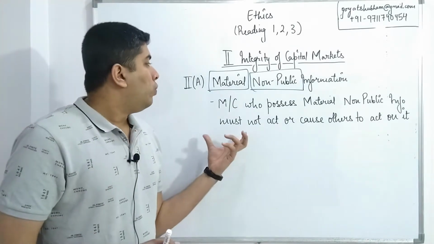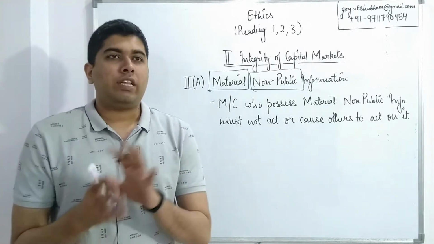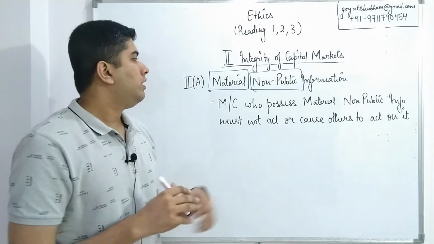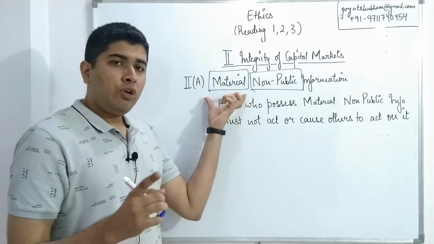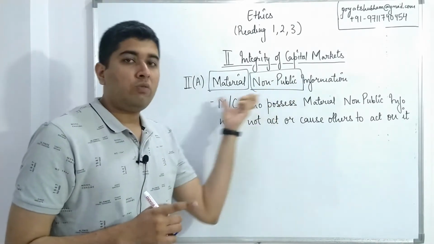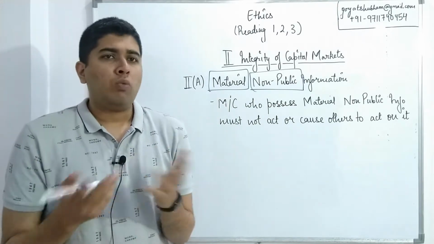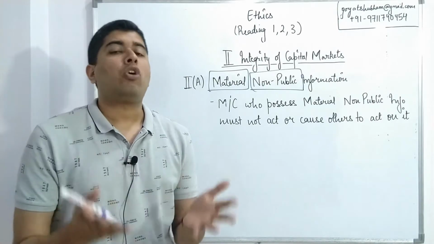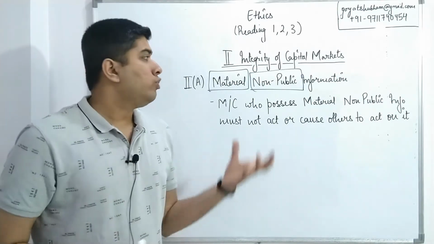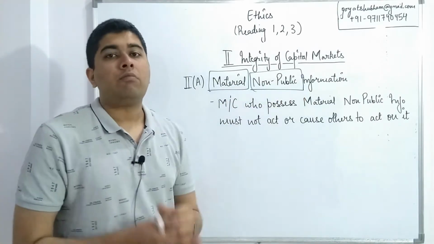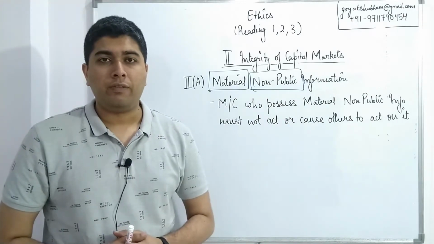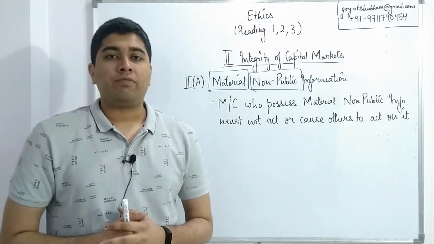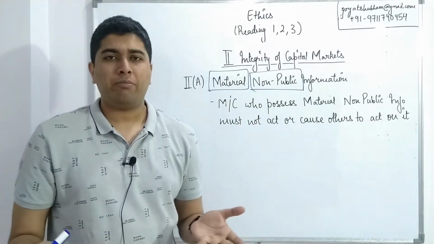Now, there can be different cases. This standard has a violation only if you use non-public information which is material. What if I use non-public information which is non-material? Not a violation of the standard. What if I use material information which is public? Again, not a violation of the standard. So aside from these two, any other combination of information you could get, it is acceptable.